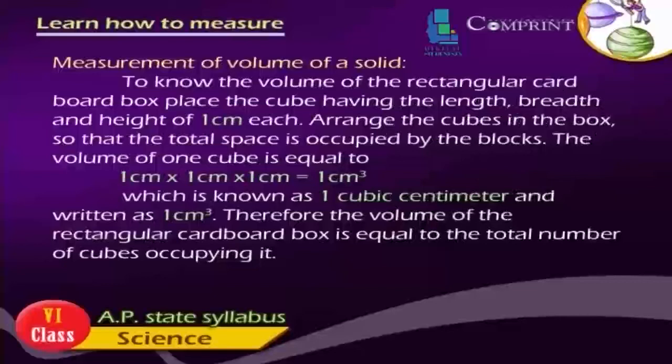Measurement of volume of a solid. To know the volume of the rectangular cardboard box, place cubes having the length, breadth and height of 1 cm each. Arrange the cubes in the box so that the total space is occupied by the blocks. The volume of one cube is equal to 1 cm into 1 cm into 1 cm, which is equal to 1 cubic centimeter, written as 1 centimeter cube. Therefore, the volume of the rectangular cardboard box is equal to the total number of cubes occupying it.